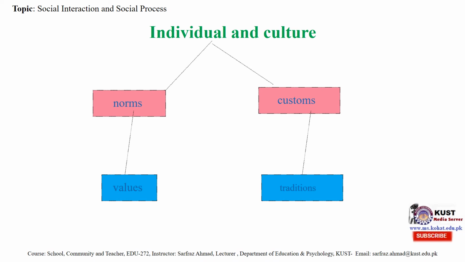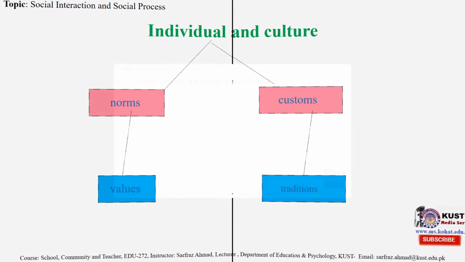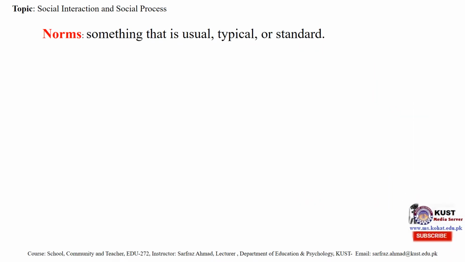Now, individual and culture. There are two main types. There are some norms and there are some customs. When there are some norms, then there must be some values. And when there are some customs, then there are some traditions. Now here we define them gradually. And what is meant by norms?